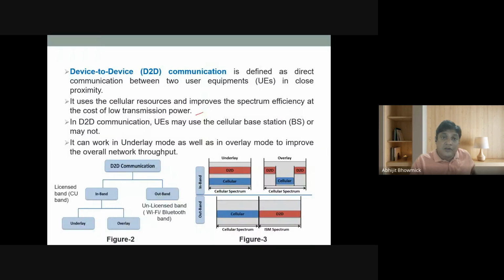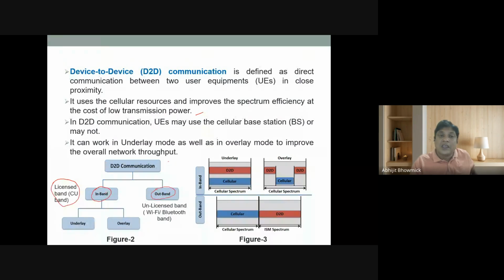If we look at how it can operate, in D2D communication, two devices can be operated in-band. In-band means basically they work in the licensed band, meaning they are using the cellular network resource. Resource means spectra. They may operate out of band. They may use an unlicensed band. In that case, they may use the Wi-Fi band or Bluetooth band.